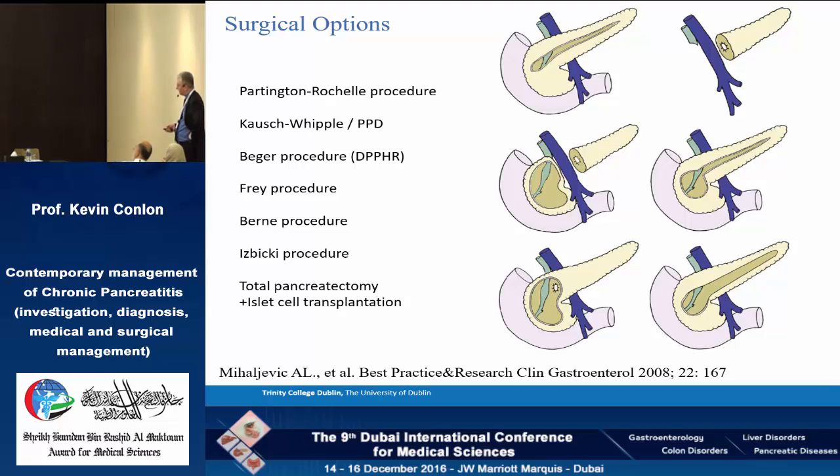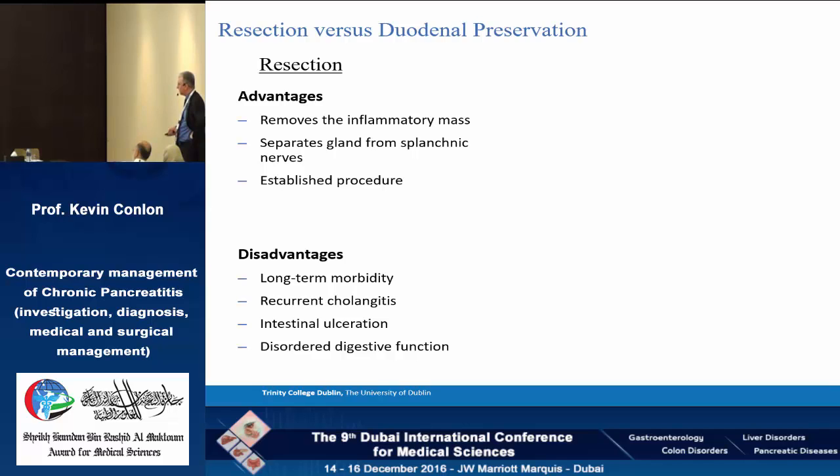And there's been some promising results, but in very selective procedures, and we don't do that. The advantages of resecting the gland is that very often these patients, particularly with alcoholic chronic pancreatitis, have an inflammatory mass in the head of the gland, and very often it's unclear as to whether that can be malignant. So you remove the inflammatory mass. One of the reasons I think it's so successful is that you're selectively separating the gland from the splanchnic nerve. So you're almost doing a splanchnic nerve release procedure. And of course, it's an established procedure.